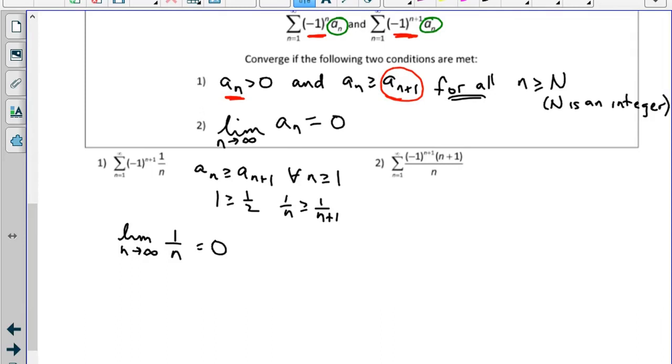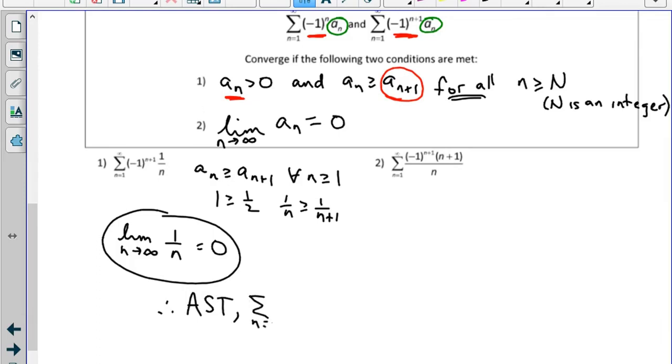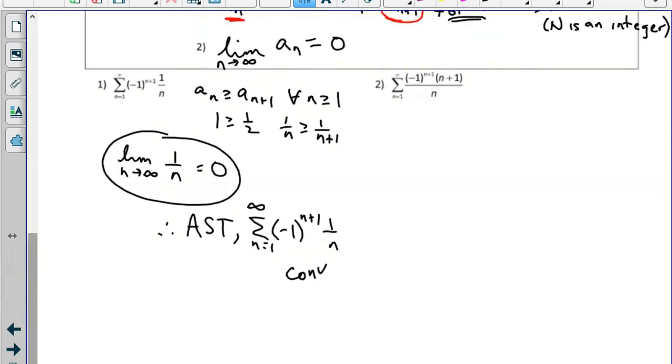Now we know that the series 1 over n diverges. But that's not part of this test. It doesn't ask us whether this particular series converges or diverges. All we need to see is that the limit of this part of the series has to go to 0. And so because that's true, then therefore, by the alternating series test, the sum from n equals 1 to infinity of -1 to the n plus 1 times 1 over n converges. So that is true.